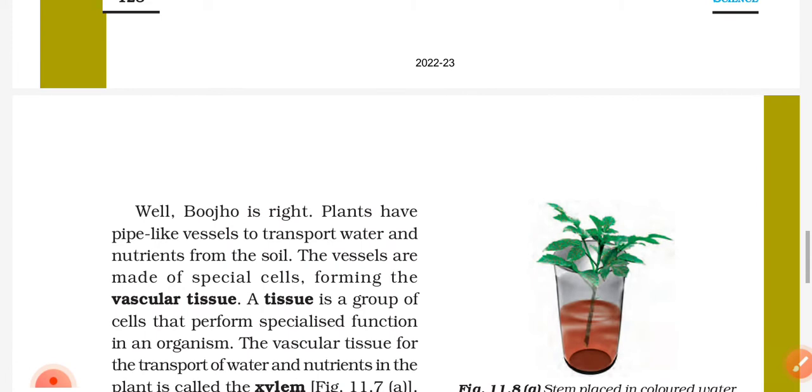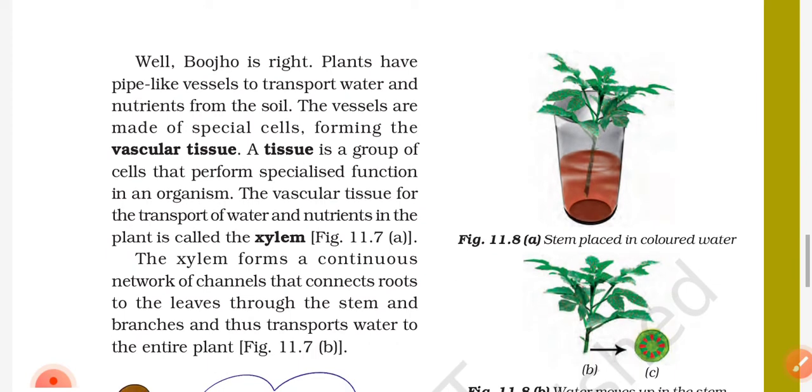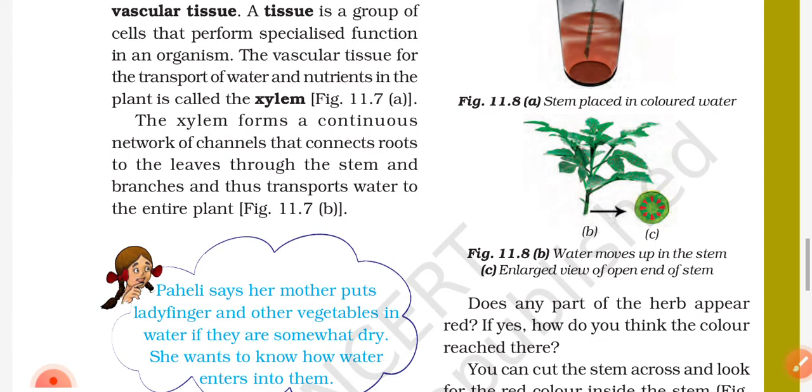Well, Bozo is right. Plants have pipe-like vessels to transport water and nutrients from the soil. The vessels are made of special cells forming the vascular tissue. A tissue is a group of cells that perform a specialized function in an organism. The vascular tissue for the transport of water and nutrients in the plant is called the xylem. Figure 11.7a. The xylem forms a continuous network of channels that connects root to the leaves through the stem and branches and thus transport water to the entire plants.